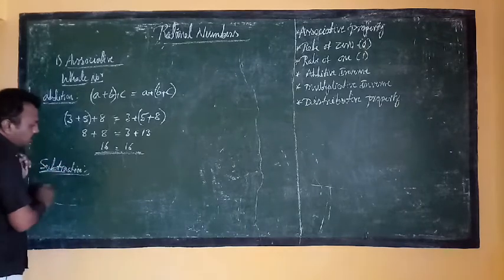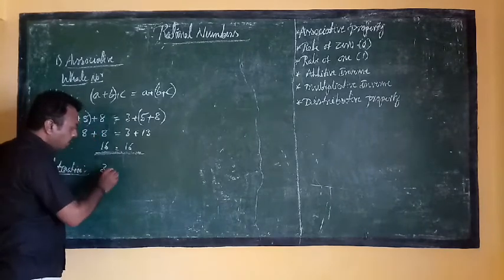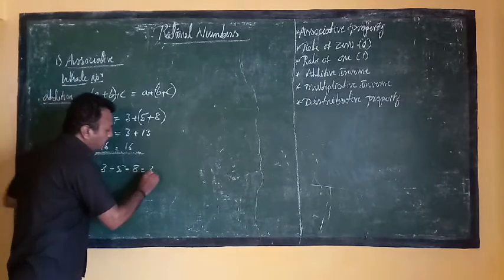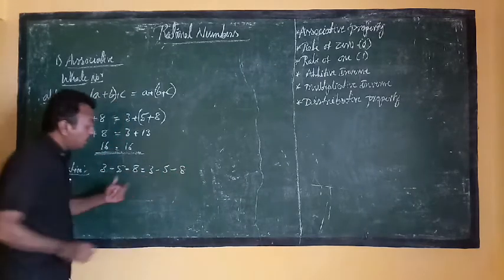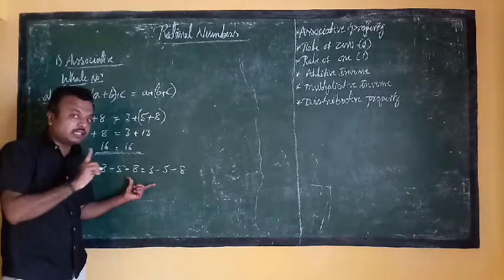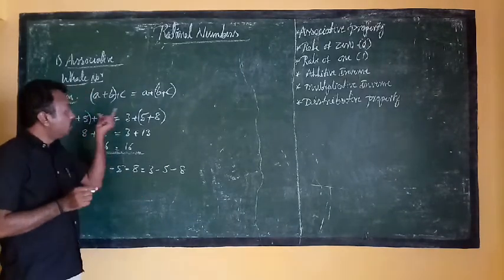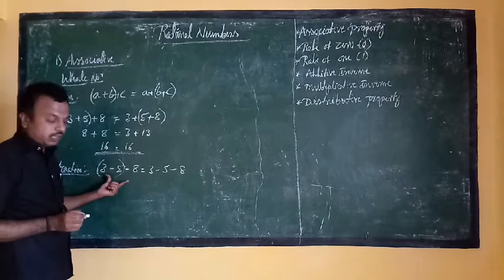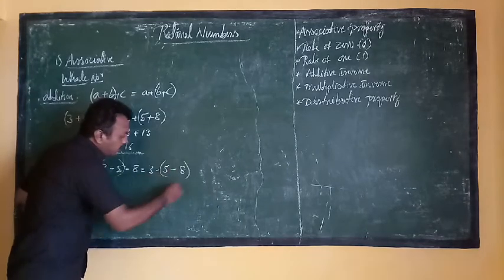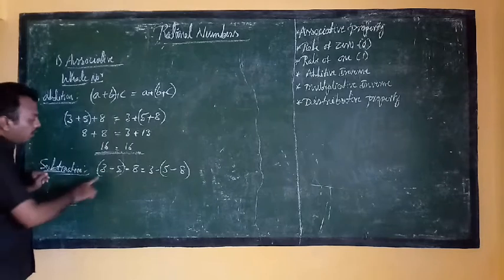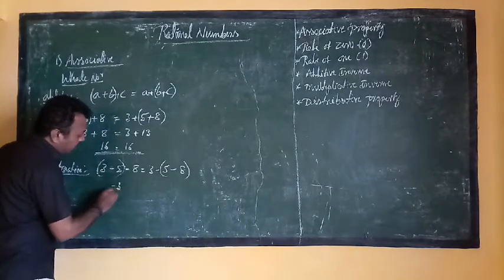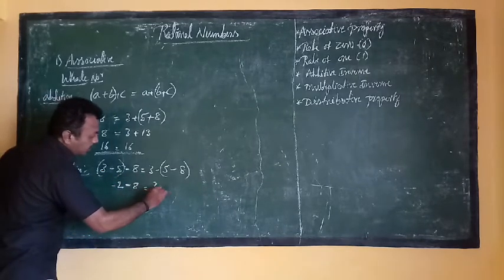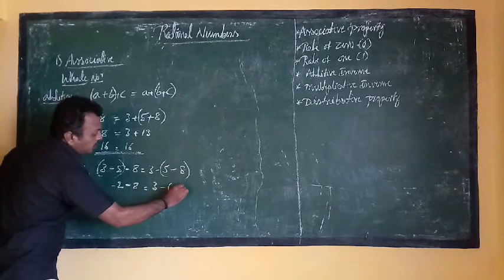What will happen in subtraction? Let us check it. See 3, 5 and 8, we take only these numbers. Here I will do subtraction. In the associative property the order does not change, only the grouping changes. So firstly we subtract two numbers at the beginning on the LHS side, and on the RHS side we subtract the last two numbers. 3 minus 5 is minus 2, and then minus 8 as it is. On the RHS, 3 as it is, minus of 5 minus 8, which is minus 3.